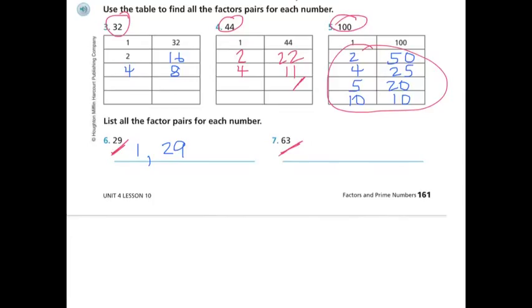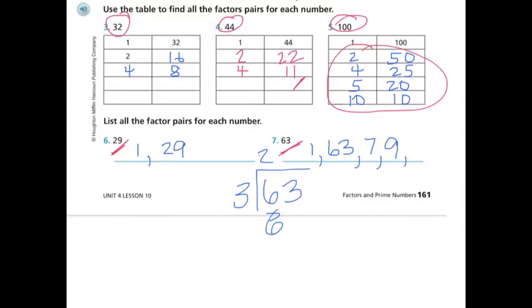I also know that 7 and 9 go into 63. But I also see that there's a 3 in there, so I think 3 goes into it. So I'm going to test it. 3 and 21.